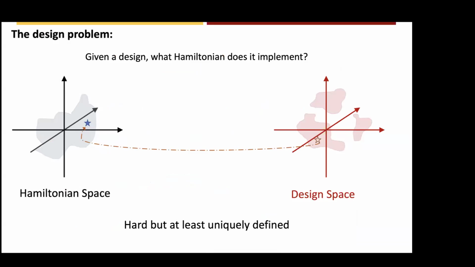This is a slide I stole from Eli. So, what's the design problem? The design problem is we have a design, which essentially is all your transmon geometries, capacitor pad geometries, resonator geometries, everything. You can use simulations and analysis tools to go from this design space to Hamiltonian space. It's still hard, as is the entire theme of the workshop. This is hard, but we know how to do it sort of well.